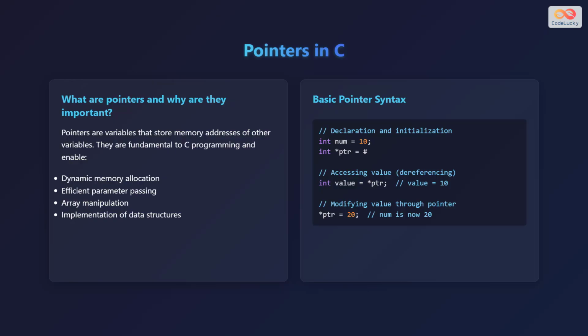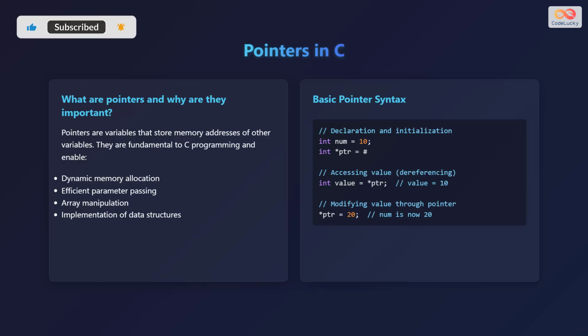Let's discuss pointers in C. Pointers are variables that store memory addresses of other variables. They are fundamental to C programming and enable dynamic memory allocation, efficient parameter passing, array manipulation, and the implementation of different data structures. Consider this example. First, the declaration and initialization of an integer variable number is done with a value of 10. Then, an integer pointer ptr is declared and initialized to the address of number using the ampersand operator.